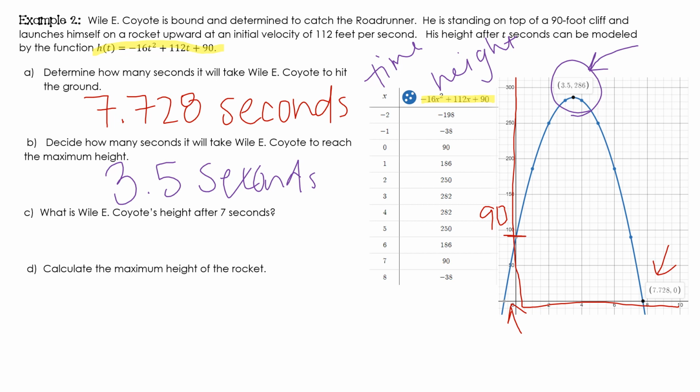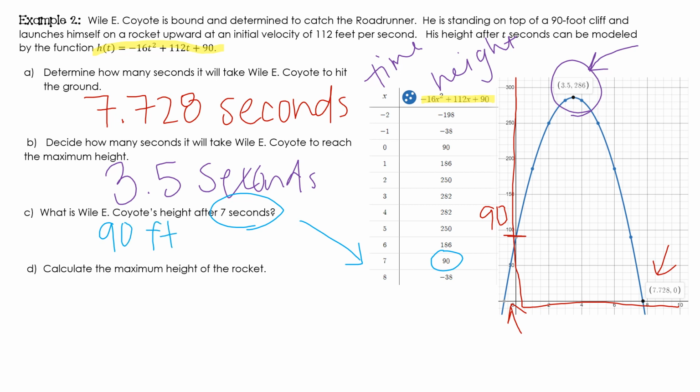Part C, what is Wile E. Coyote's height after 7 seconds? So that's utilizing the table. You can keep the table going, or you can just type in 7 right after the 2. And that will give me the height. So the height is 90 feet.